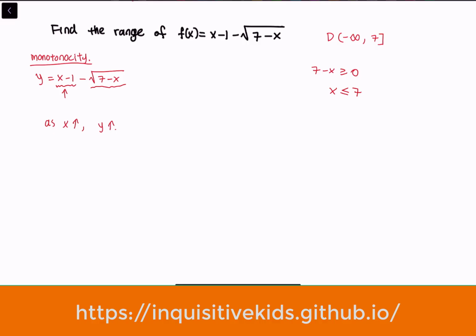And since we already know the domain for the values of x, we can just use what we know. When x goes all the way into negative infinity, y will also be really, really small, negative infinity. But when x is at its maximum value, which is 7, y will also be at its maximum value. So we have f of 7 is equal to 7 minus 1 minus the square root of 7 minus 7. This is equal to 6. This tells us that the range goes from negative infinity to 6 inclusive. And this is the range of our function.